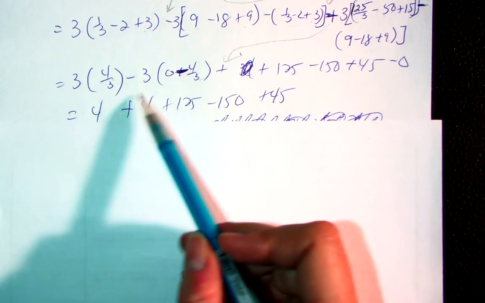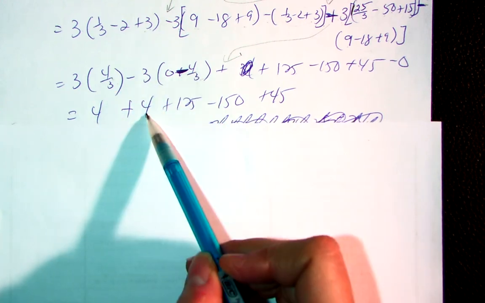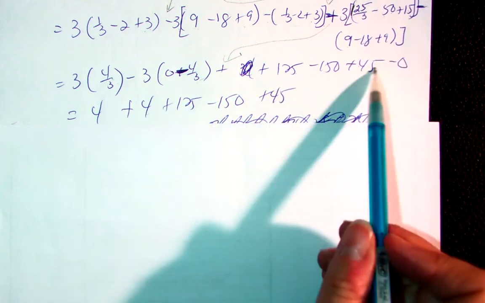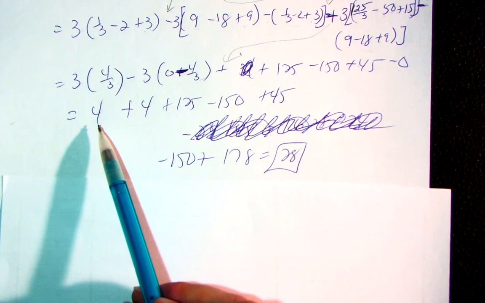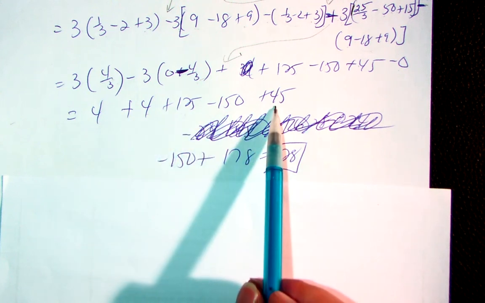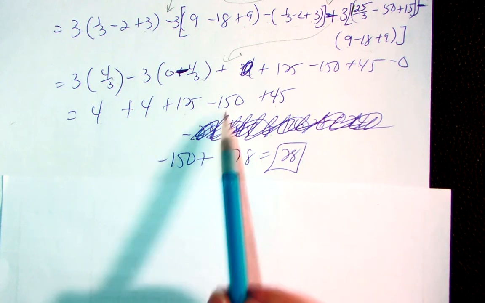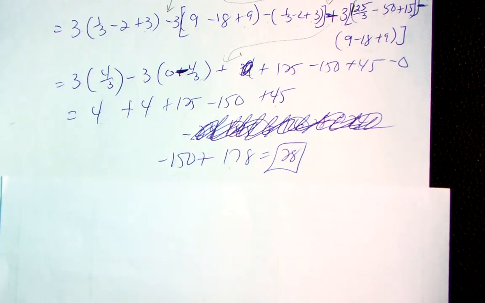That's 4. That's negative 3 times negative 4/3. That's a positive 4. And then I copied the rest down. And then I have 125 and 45, which is 170. It's 178. That's a negative 150. I get a positive 28. Thank you. There's one more video coming.